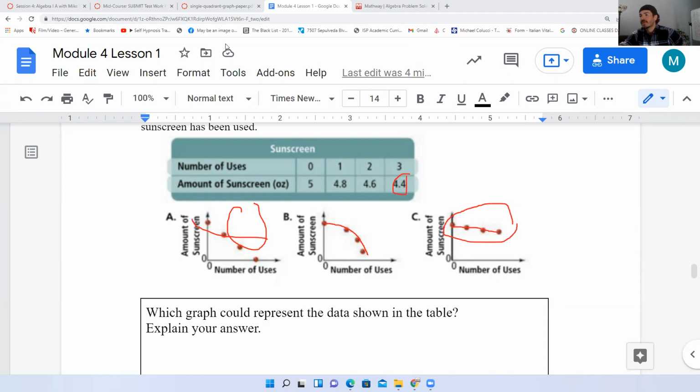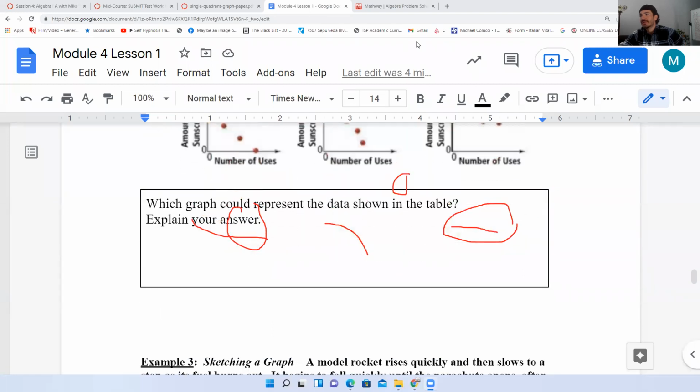Okay. Which graph could represent the data shown in the table? Explain your answer. I'm going to let you do it. I just talked it out. You got this. You got this. There is no wrong answer, I promise. Just do your best.